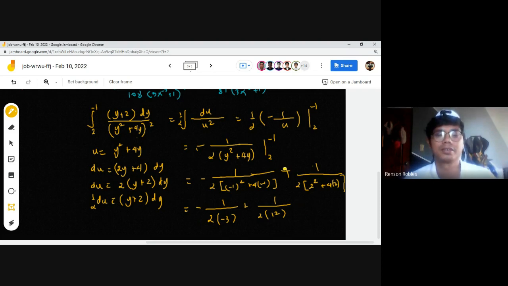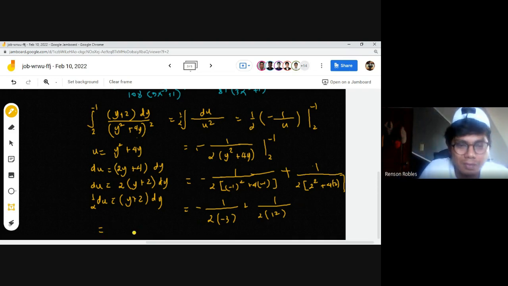Oh my. So that would be what? Negative, positive. Yeah, it's positive na. Positive 1/6 plus positive 1 over 24. 1 over 6 plus 1 over 24.